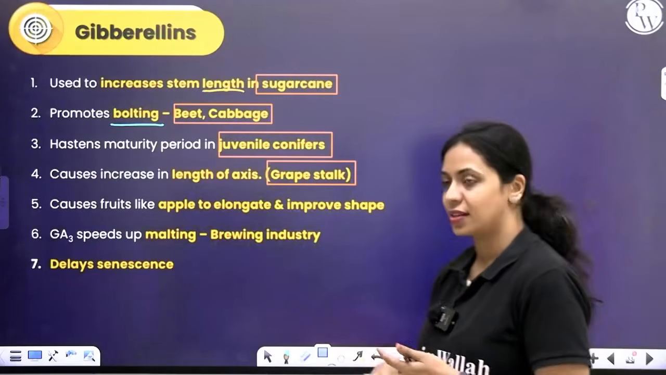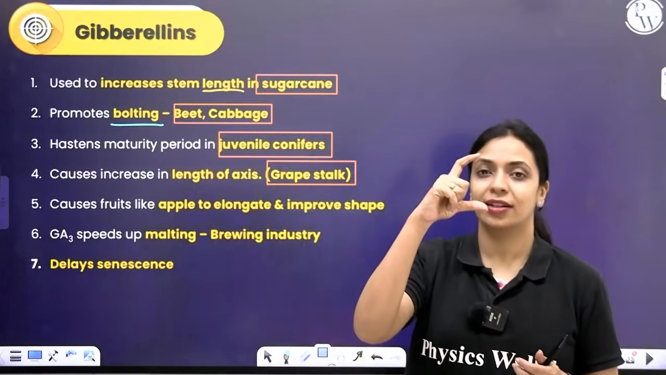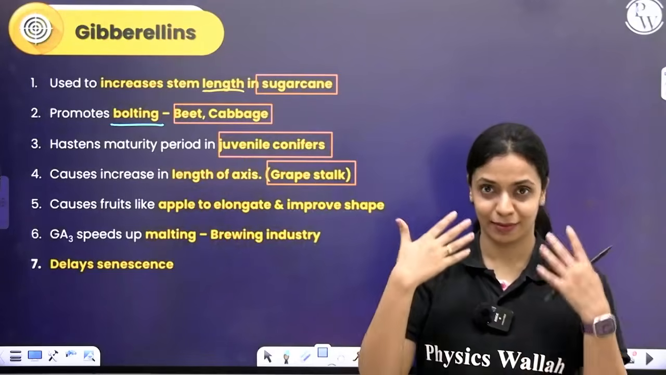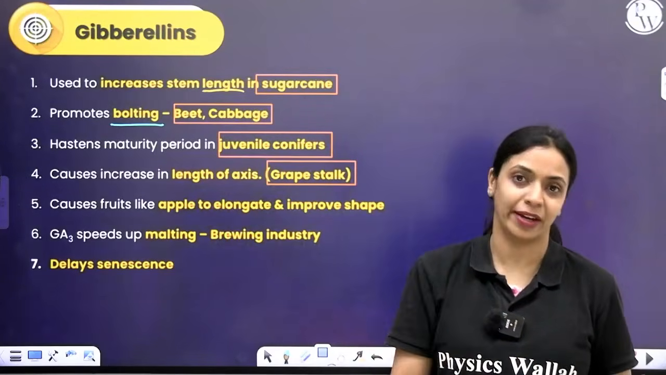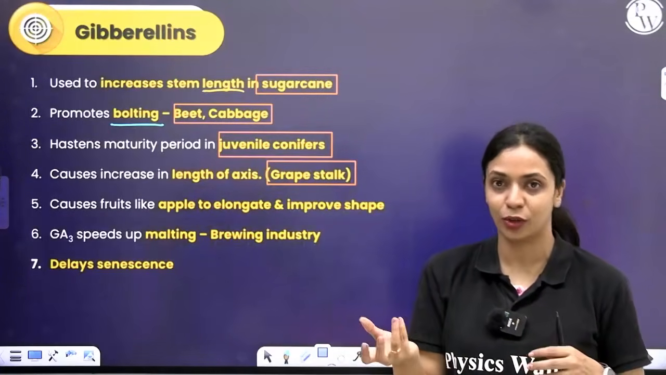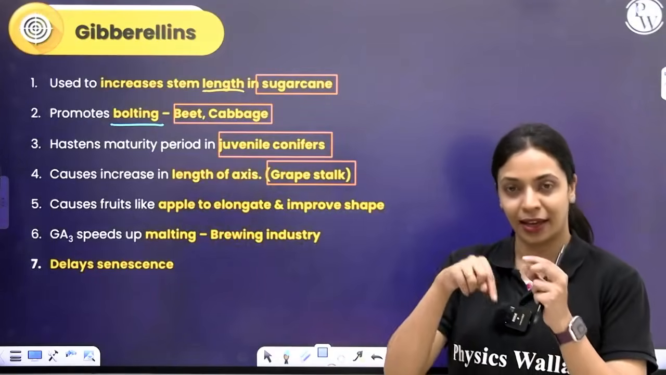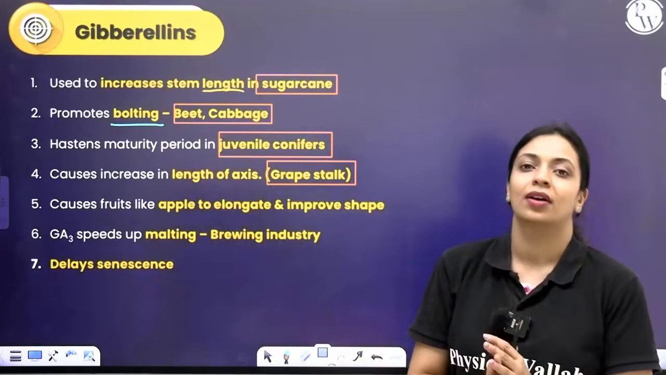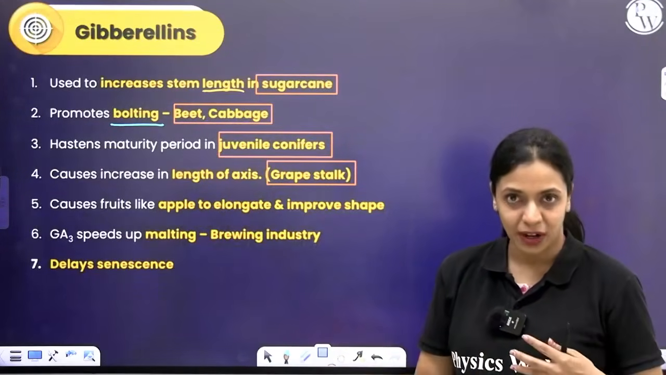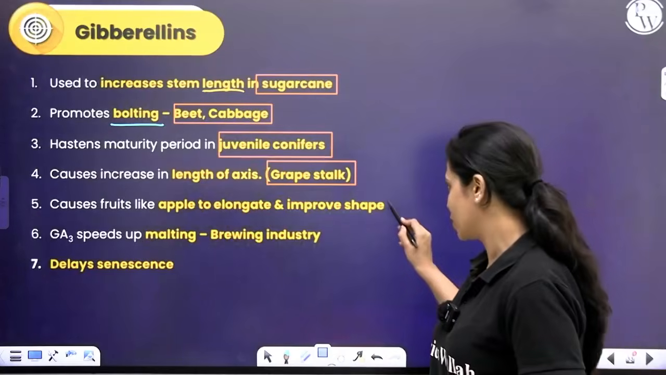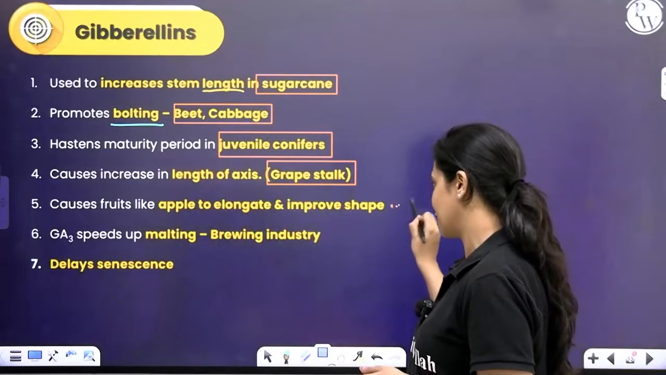Okay. Next, in apple, it will elongate the shape to make it aesthetically good looking so that people will prefer to buy it. If an apple looks round like a tomato, nobody will want to buy it, right? Apple should have its characteristic shape. Then it is more preferred by the customers. So that also here again it is increase in length itself.